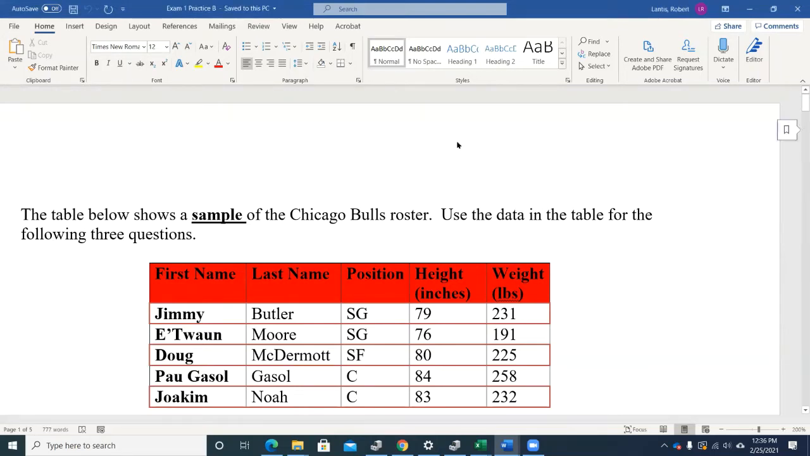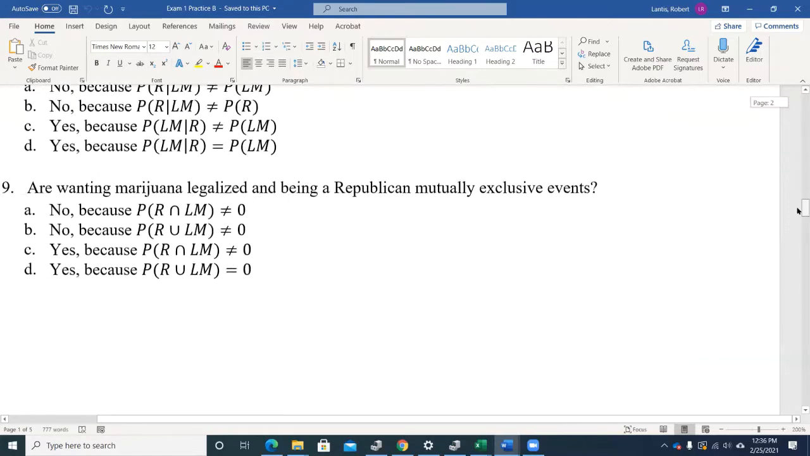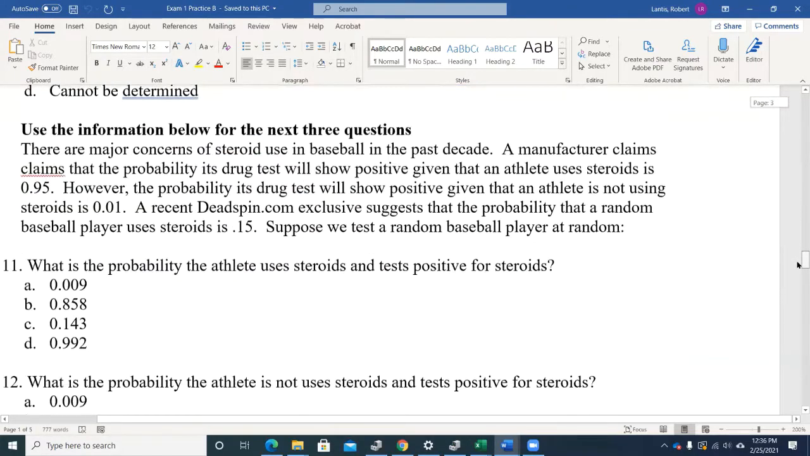All right, so the one thing I said I was definitely going to start the day off with, on practice exam B, is problem 11. Let's say we've got some major concerns of steroid use in baseball in the past decade. A manufacturer claims, we could read this whole thing out, but let's just first start out identifying what we're given here.